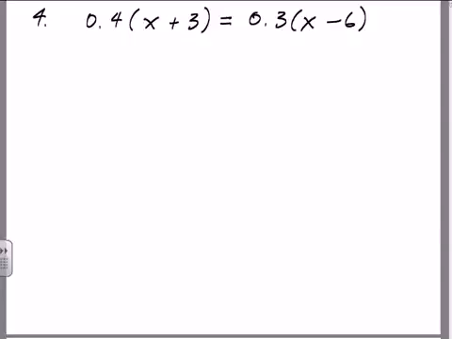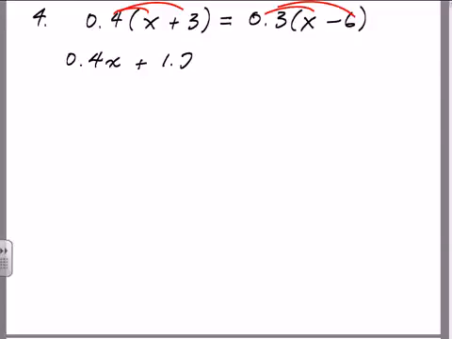Okay, so remember, just like with fractions, if you have parentheses, get rid of the parentheses first, and by getting rid of them I mean just go ahead and use the distributive property to see what you have. So before we worry about getting rid of our decimals, just like fractions, we're going to multiply that out.